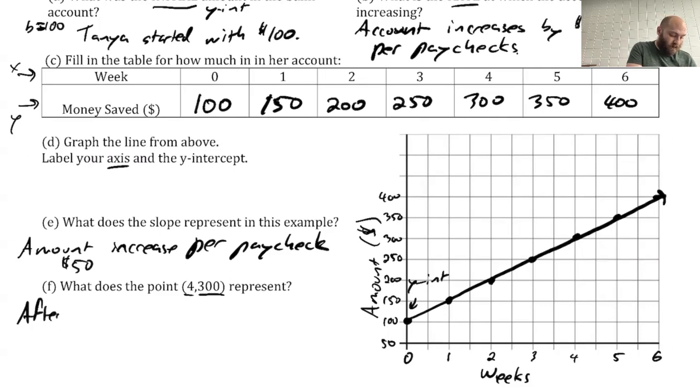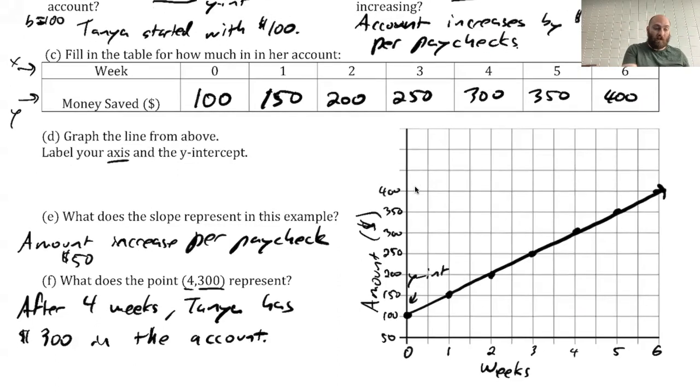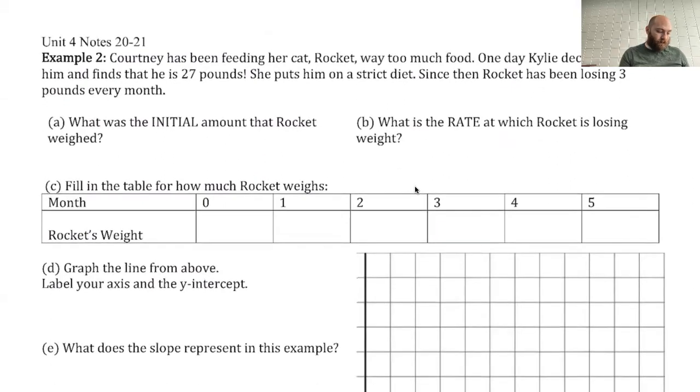So after 4 weeks, Tanya has $300 in the account. Okay, and that's it. We're just interpreting that context based on what's happening here in this scenario. But we're still doing X and Y coordinates, and we're talking about Y-intercepts. So initially she started with $100, and then the slope here is just the fact that she can add $50 per paycheck.